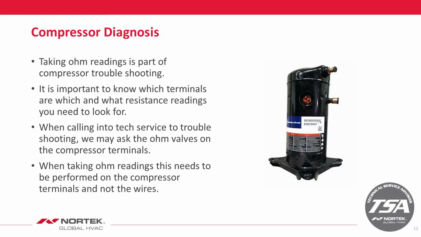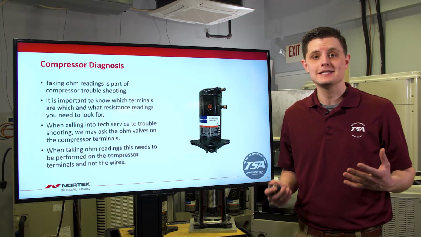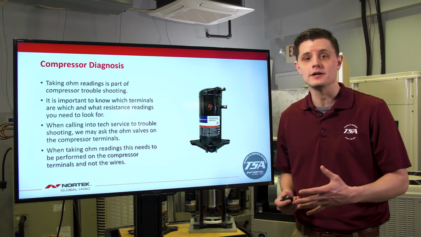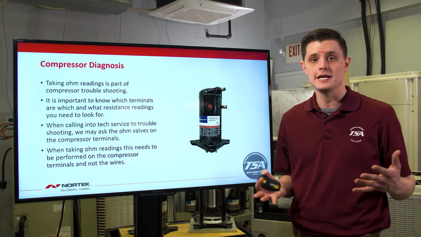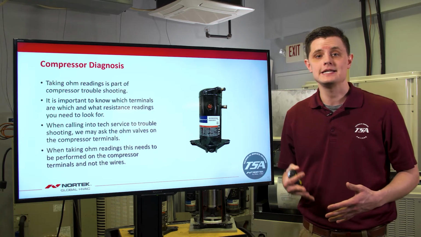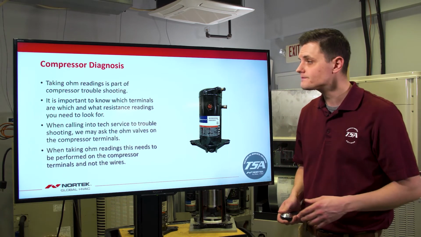When calling into tech service, we may ask for the ohm values on the compressor. When taking ohm readings, this needs to be performed on the compressor terminals and not the wires. The main reason for this is that we don't want to include the actual resistance readings of the wires in your overall value of taking ohms. You want to actually take the ohms directly on the compressor terminals themselves.